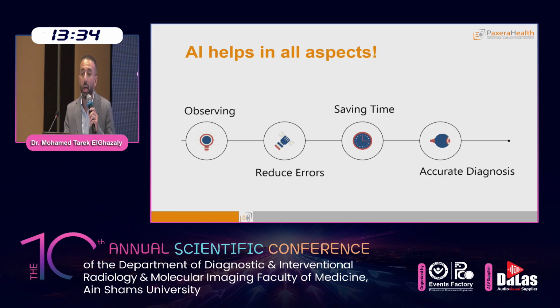How does the AI help in all aspects? If you create a high quality report, then you will find it observing and reducing the errors and saving time and giving accurate diagnosis. This is your algorithm that you will get from the AI. Let's check the start and the end algorithms together and find how the AI is applied on the PACS and how we use it to judge on the clinical images.